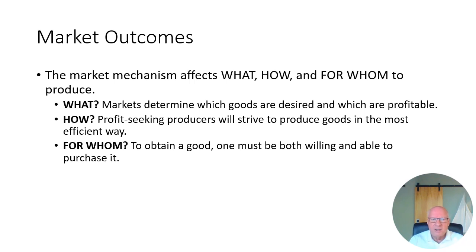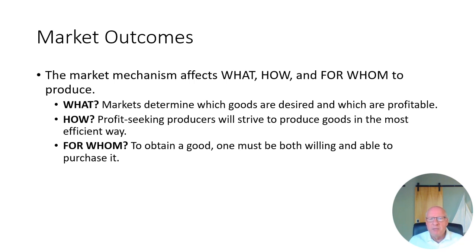So we recognize that markets do not produce goods because, for instance, environmentalists want it. They produce goods because the customer wants it. And the customer wants it for whatever their reasons are. Firms simply produce the goods people want. Issue number 2, how do they produce it?